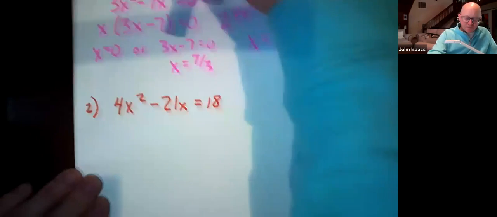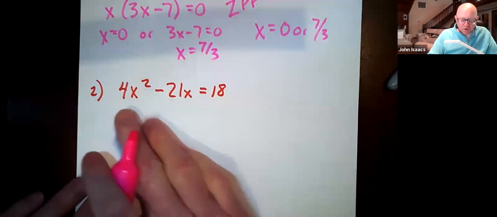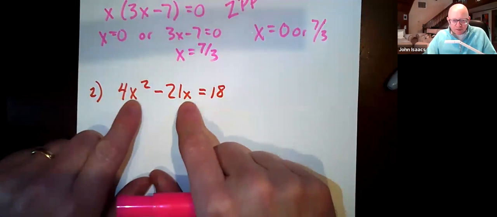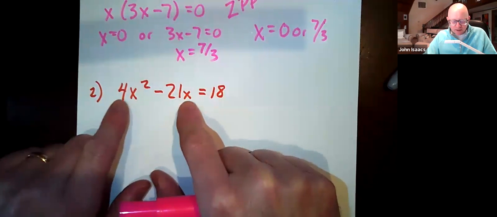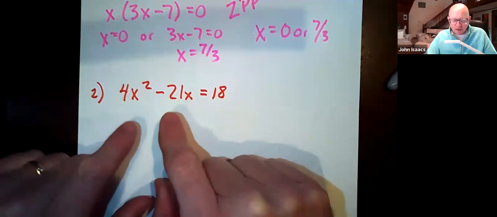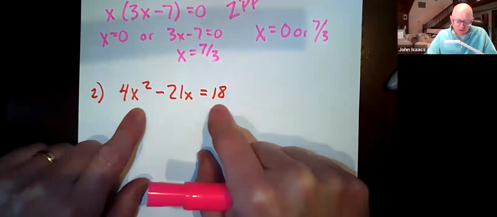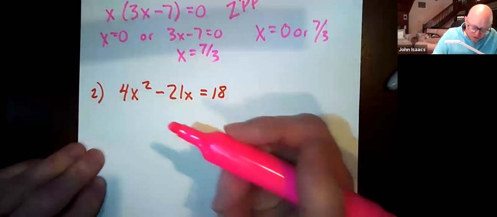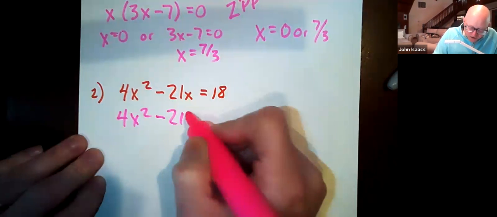Next one. Here we have these two x terms. We couldn't possibly combine them because they're different powers. We can't take 4 and somehow magically subtract 21 and make some type of x out of it. They're different things. They're not like terms. We can't subtract them. So we're going to move the 18 over here and set this whole equation equal to 0. Then we need to factor.